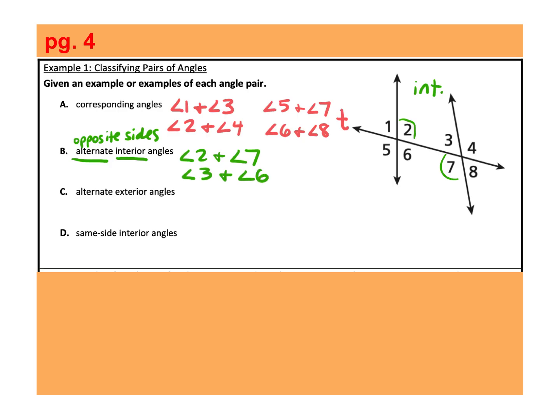Next, for alternate exterior angles, alternate, we need to be on opposite sides of the transversal, and exterior, we need to be outside the two lines. That would be like angle 1 and angle 8, or angle 5 and angle 4.